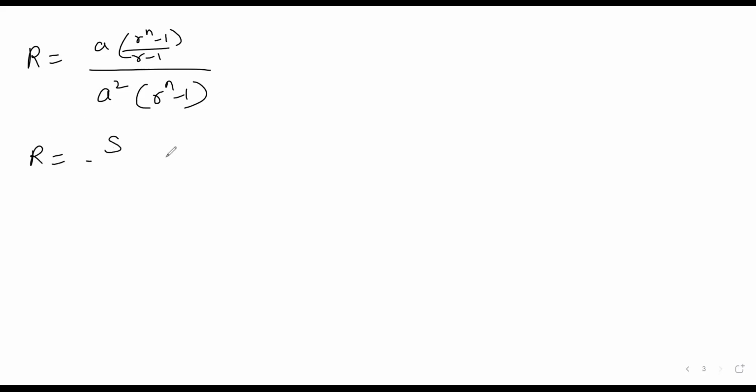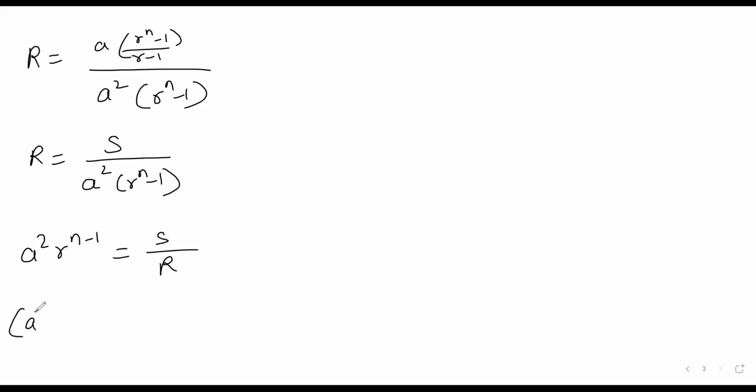So r is equals to S upon a square, r raised to n minus 1. I can write a square r raised to n minus 1 is equals to s upon r. I have to prove s upon r bracket raised to n. So we will take nth power on both the sides. So here it will be a square r raised to n minus 1 raised to n, s upon r raised to n.